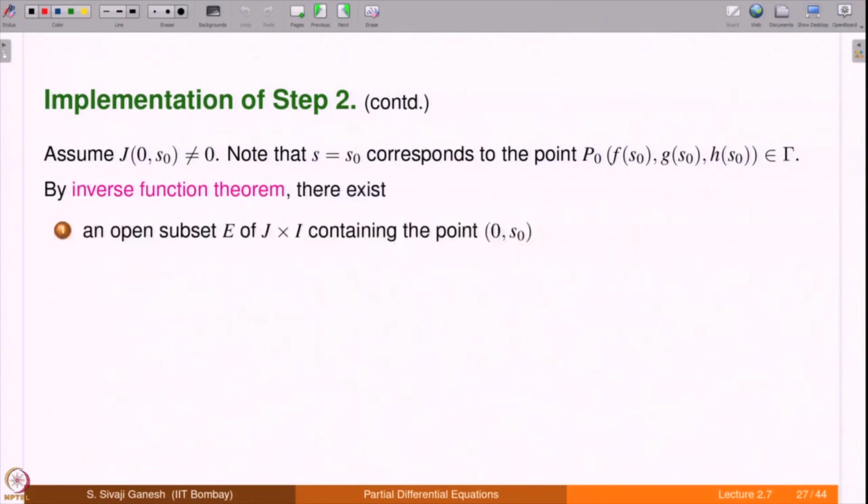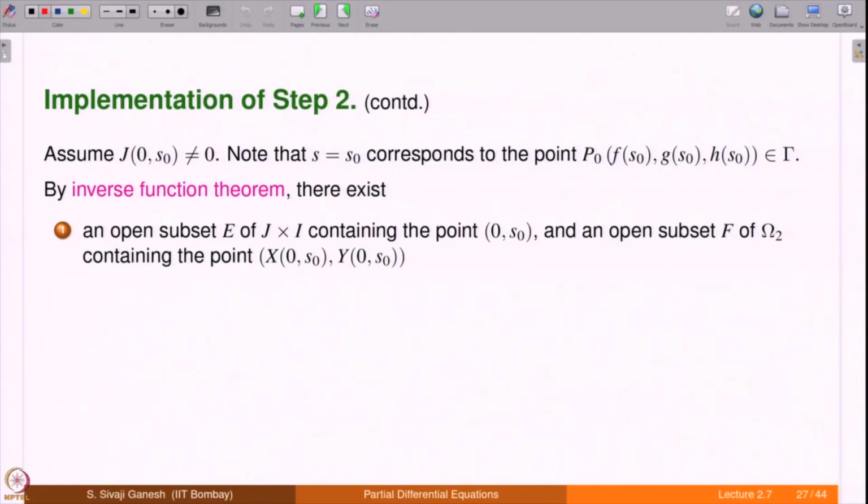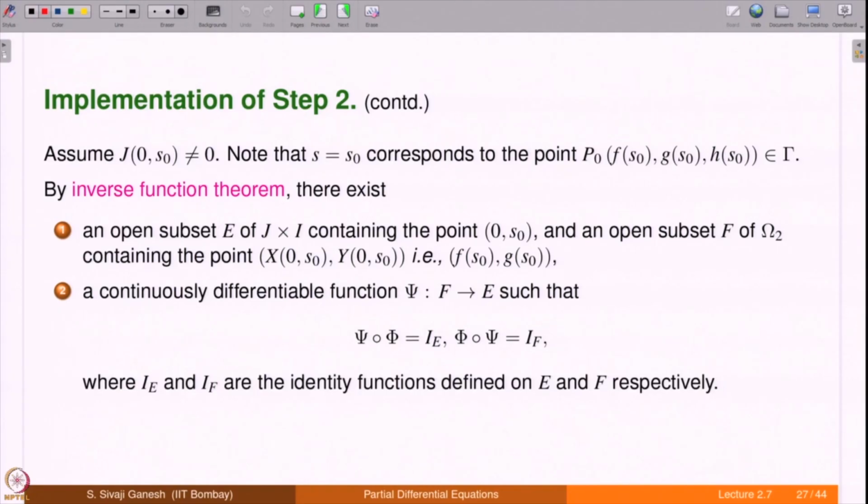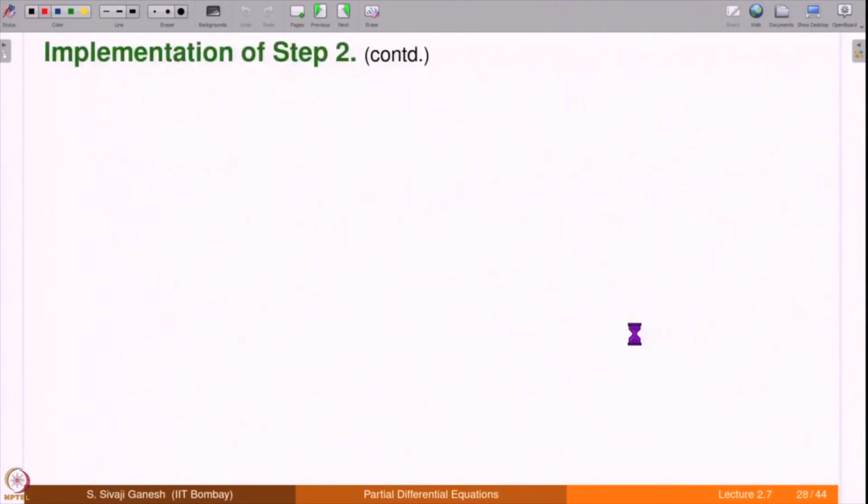By the inverse function theorem, there exists an open subset E of J cross I containing this point (0, s0), and an open set F on the other side containing the point (x(0, s0), y(0, s0)), which is actually (f(s0), g(s0)), and a continuously differentiable function psi from F to E, because this should be the inverse of the function phi. So, psi circle phi will be identity on E and phi circle psi will be identity on F. These are the identity functions. IE means identity.